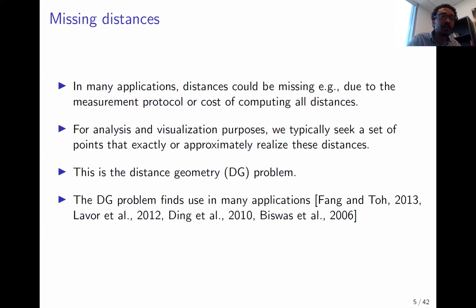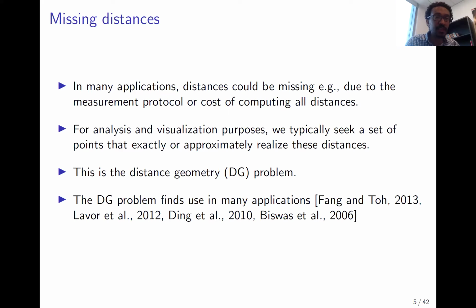In many applications, we could have distances missing for various reasons. For example, in the first example I gave, the structure prediction problem, the distances could be missing because we can only measure the distance between 2 atoms when the atoms are close to each other. That typical range for protein structure prediction is about 6 angstroms. Or it could be quite expensive to compute all the distances, like in the sensor localization problem, if we wanted all the sensors to communicate their distances.